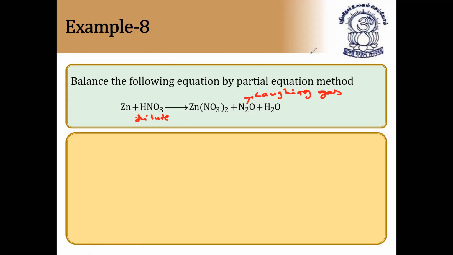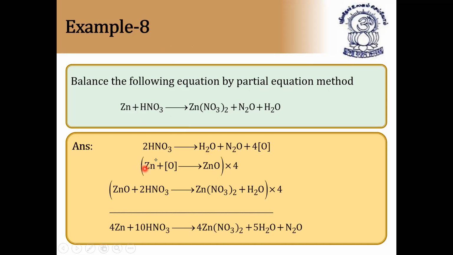Let us see the balancing of this reaction. By hit and trial method also we can do the balancing of this reaction. So 2 moles of nitric acid combines to form water plus nitrous oxide plus 4 moles of oxygen. These 4 moles of nascent oxygen combines with zinc to form zinc oxide, and the zinc oxide combines again with nitric acid to form zinc nitrate plus water, into 4. So 4 moles of zinc, 10 moles of nitric acid, 4 moles of zinc nitrate plus 5H2O plus N2O.